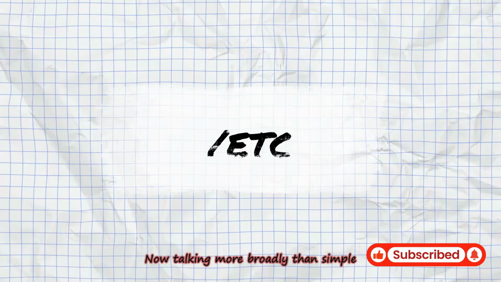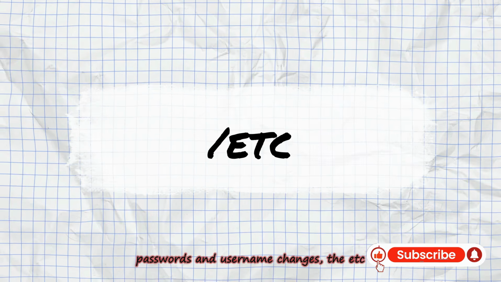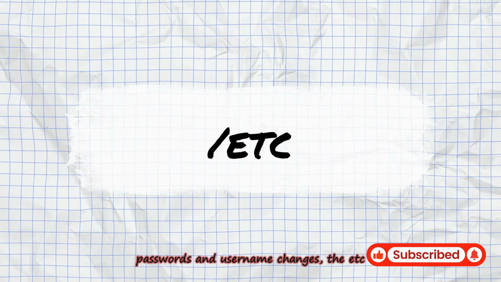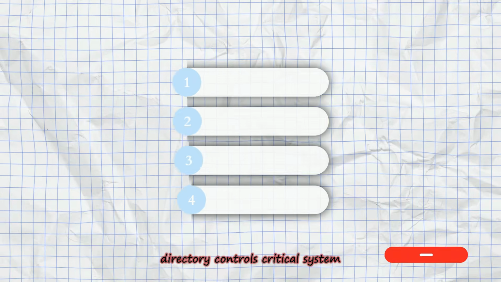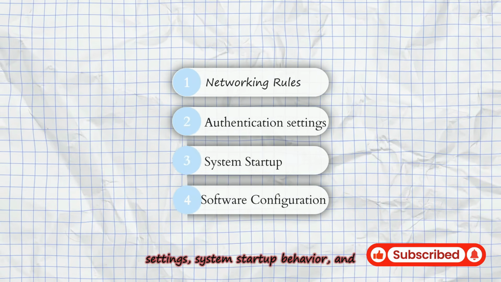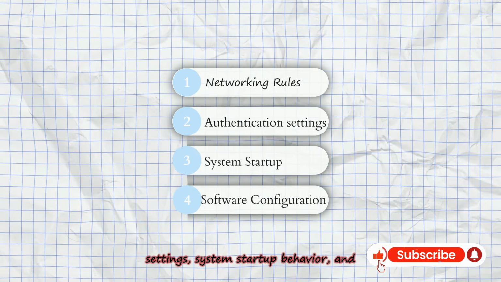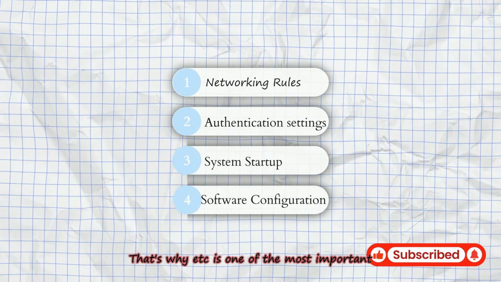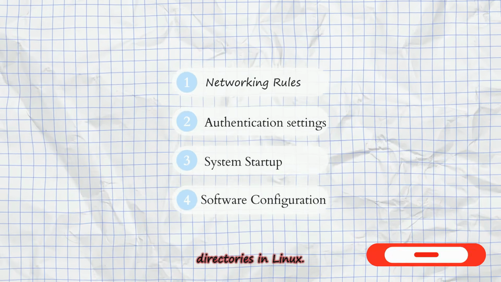Now talking more broadly than simple password and username changes, the etc directory controls critical system behavior. It defines networking rules, authentication settings, system startup behavior, and software configuration. That's why etc is one of the most important directories in Linux.